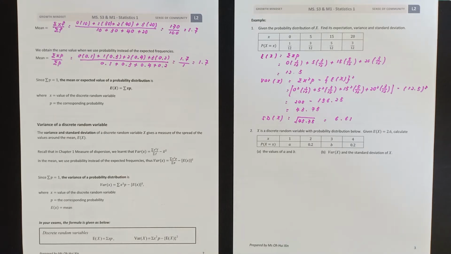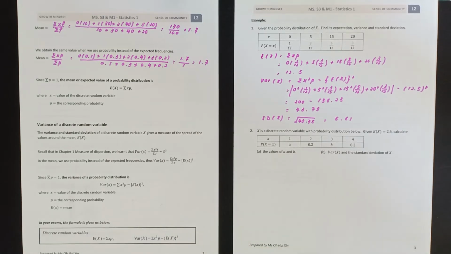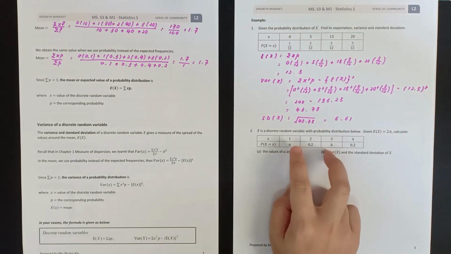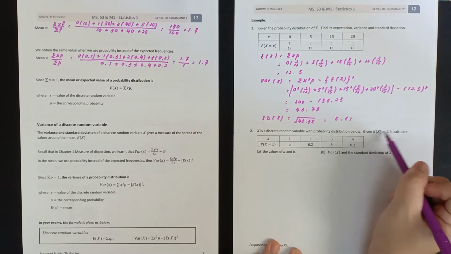X is a discrete random variable with the probability distribution below. Given that the expectation, or the mean, is 2.6, calculate the values of A and B, and calculate the variance of X and the standard deviation of X. Now you see you have two variables here. If you want to solve for two variables, that means you will need two equations. So you can imagine that we will need simultaneous equations in this question. So what are the two known concepts, or the two numbers that you already know that can help you get this answer? The first one is that the expectation is given as 2.6.